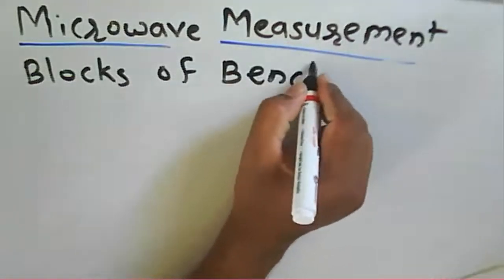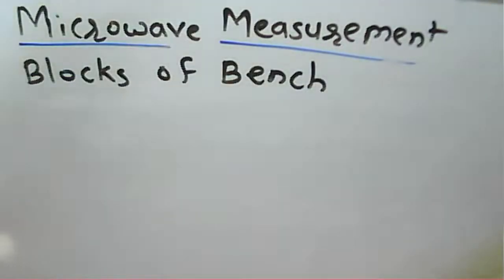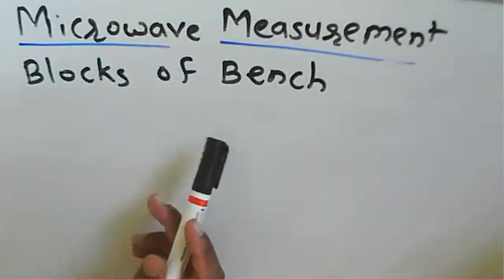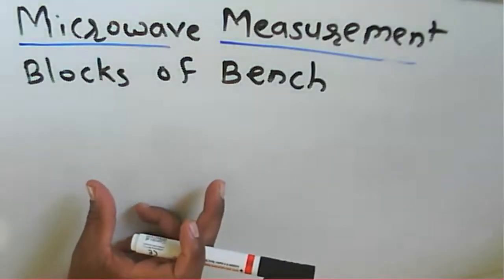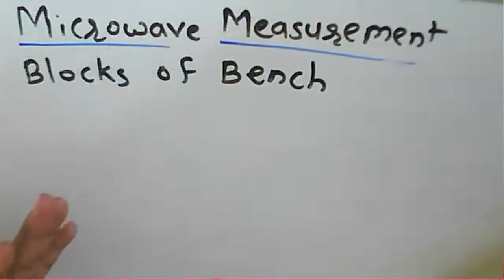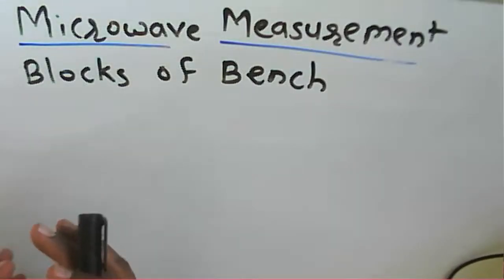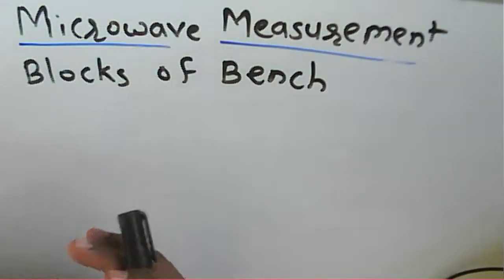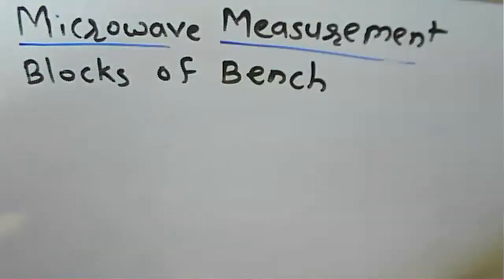Why is it called a bench? Because in a laboratory, to measure the microwave parameters, we are supposed to set up devices. We set up multiple devices, and those multiple devices are used to measure the microwave parameters. That arrangement of multiple devices for measurement in a laboratory is called a microwave bench.